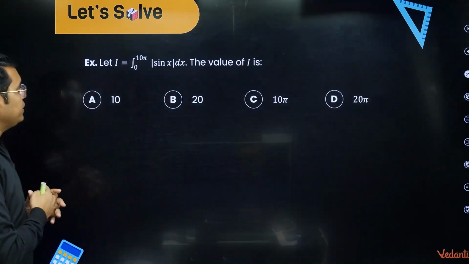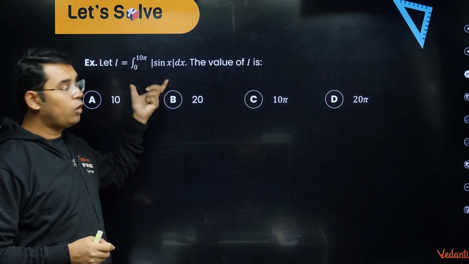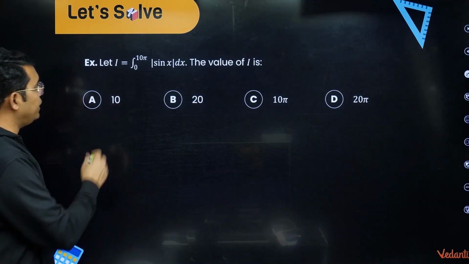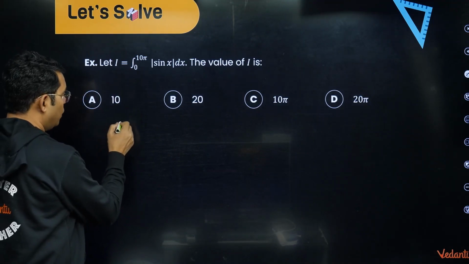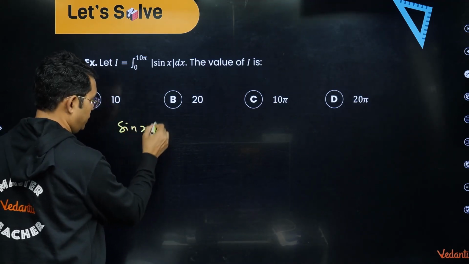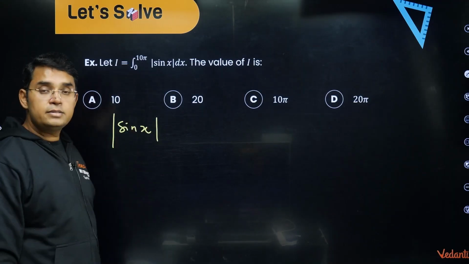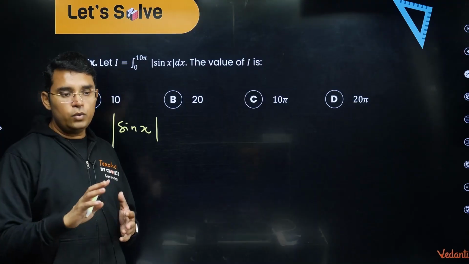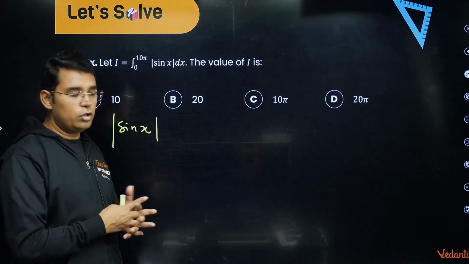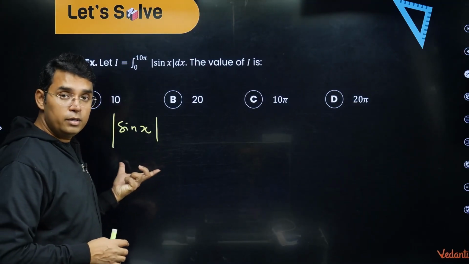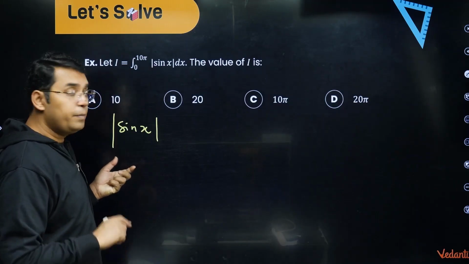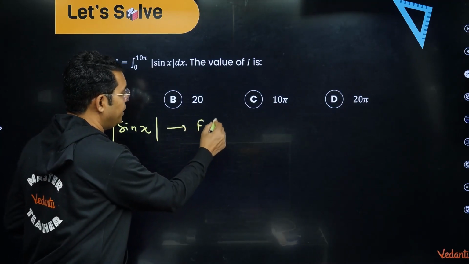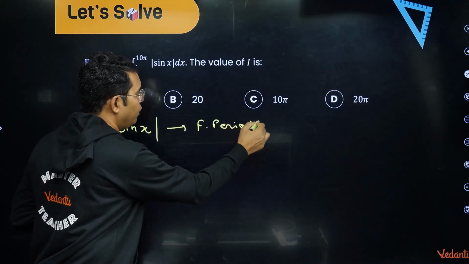Now coming to this question, we are given the integral of mod sin x dx from 0 to 10 pi. Dear students, sin x, cos x, tan, all are periodic functions, and their periods are at most 2 pi; a lesser value is also possible. When you apply mod on sin or cos, their period which was otherwise 2 pi now becomes pi. The fundamental period is actually equal to pi.